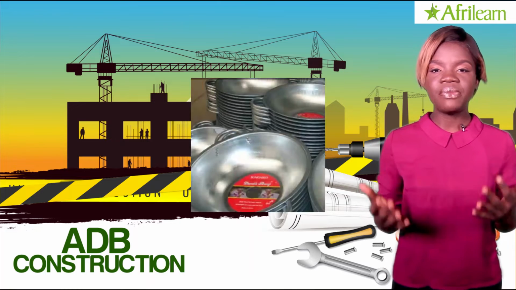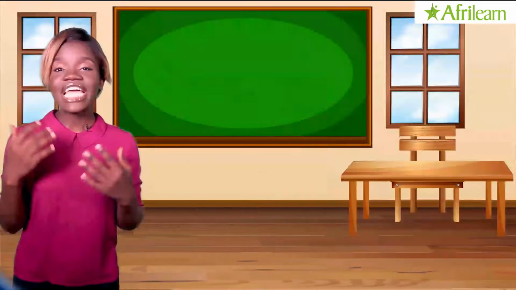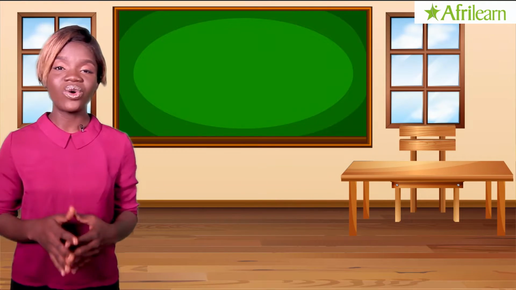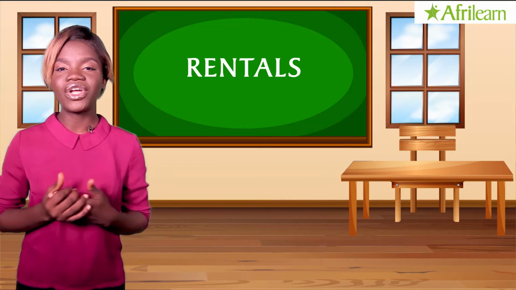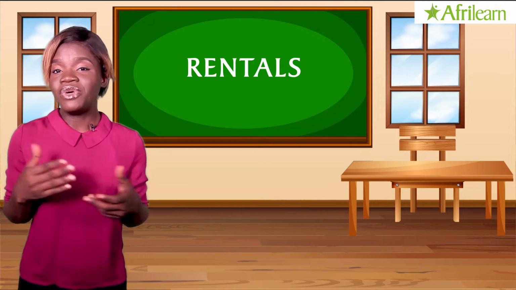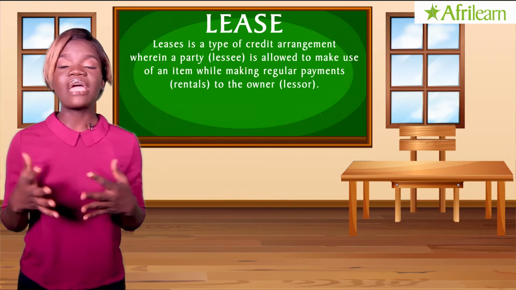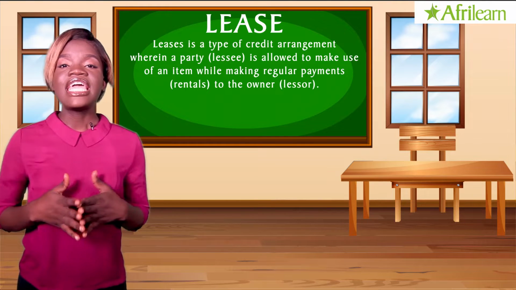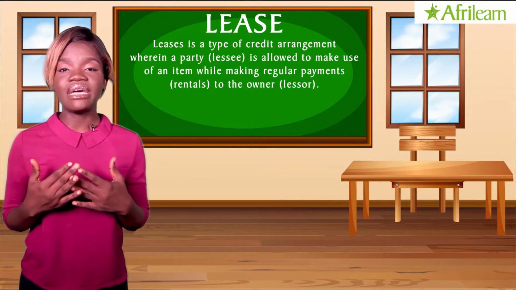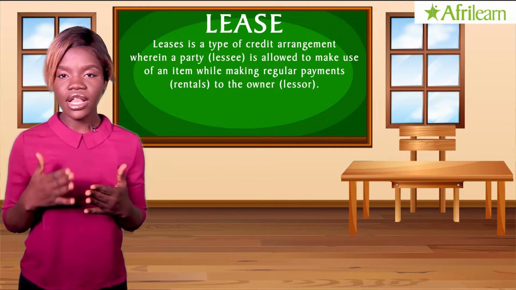So they rented headpans, shovels, and some other equipment for the period of a week. What ADB company did is what is called rentals. And if they had rented the equipment for a longer period, like a year, it would not be rentals anymore, but lease. In simple terms, lease is a type of credit agreement wherein a party, that is the lessee, is allowed to make use of an item while making regular payments, rentals, to the owner, lessor.